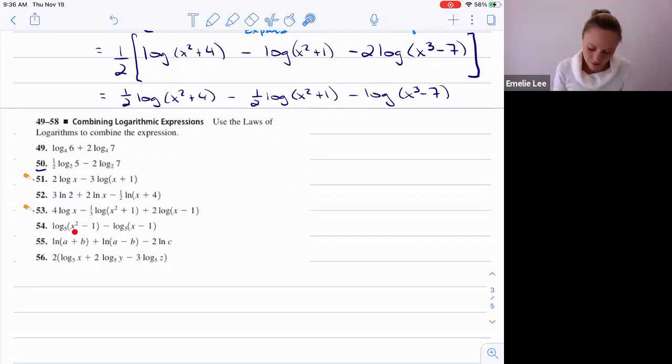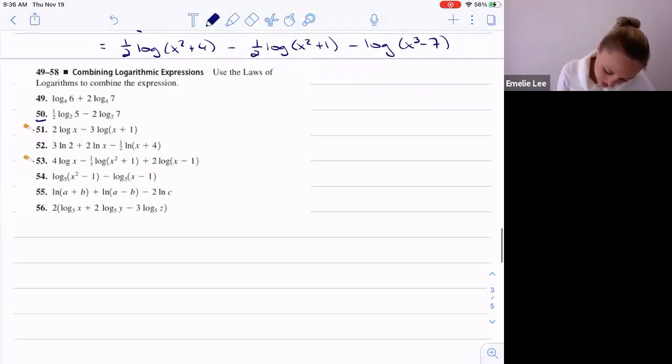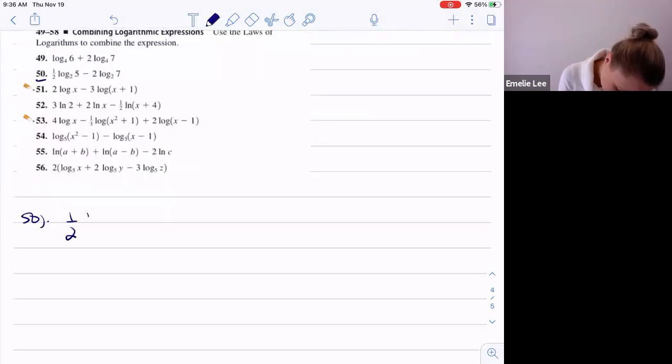So here, right, if you have x squared minus 1 and x over here, and you're trying to solve for x, well, of course, you would want to combine these if you can so that you can kind of shake out the x. Okay. But let's start with 50, nice and slow.